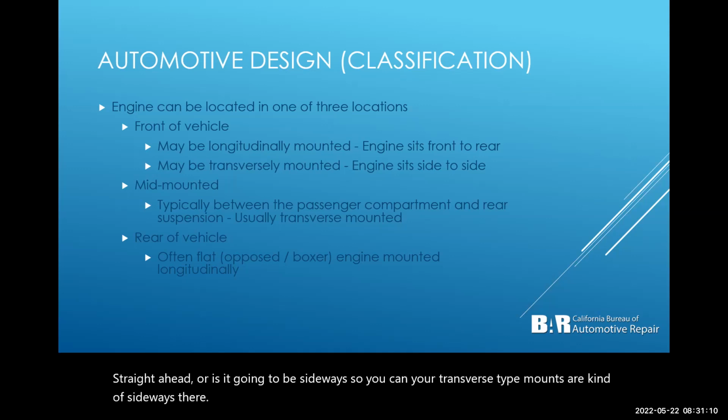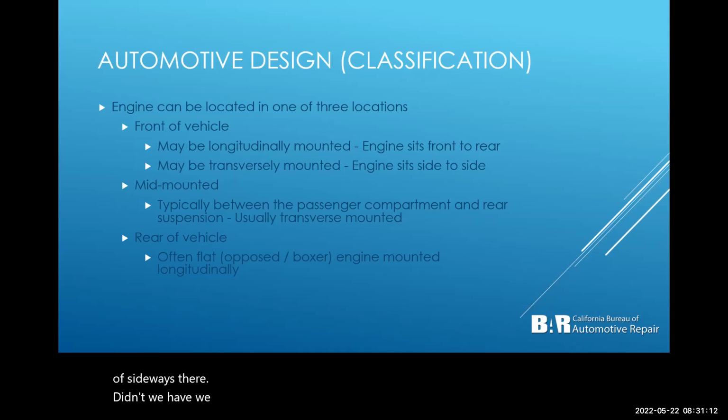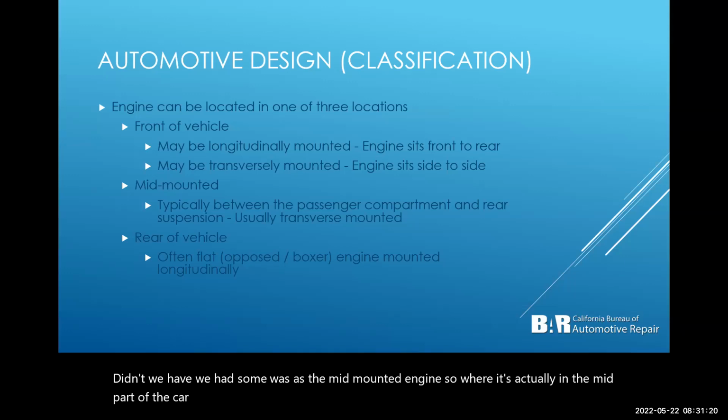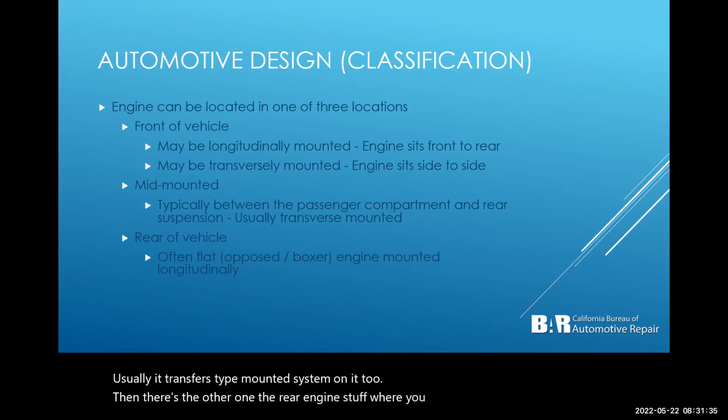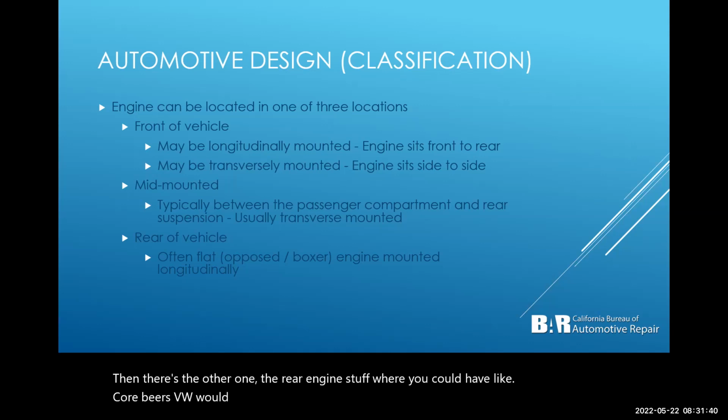Then we have the mid mounted engine, where it's actually in the mid part of the car, in between the passenger compartment and the rear suspension, usually a transverse type mounted system too. Then there's the rear engine, where you could have Corvairs and VWs with a flat or boxer type motor that's mounted in the back. So there's all kinds of different configurations.